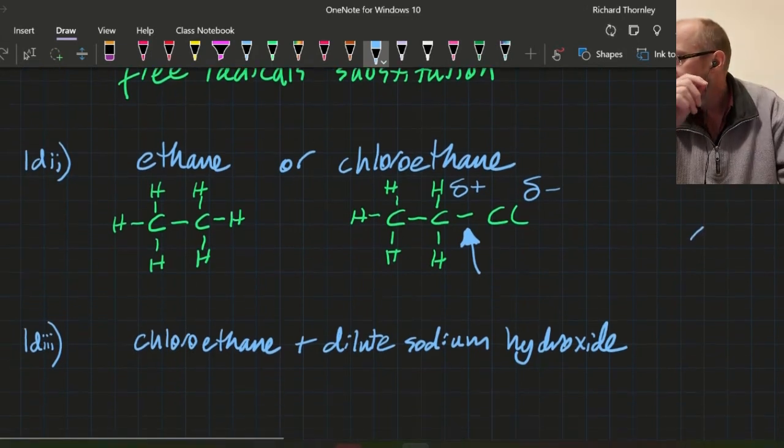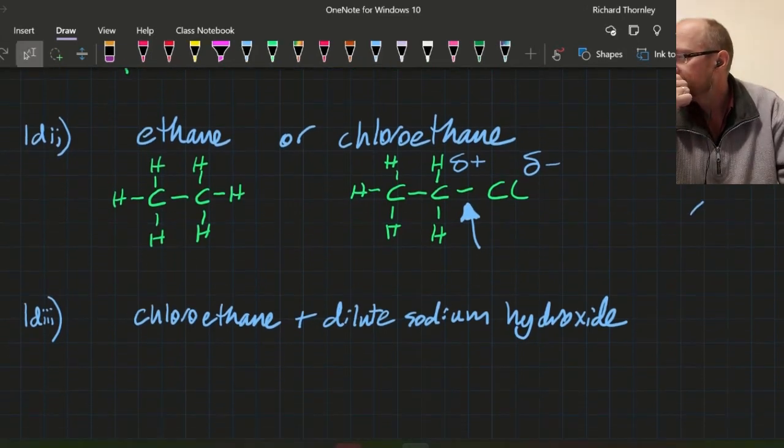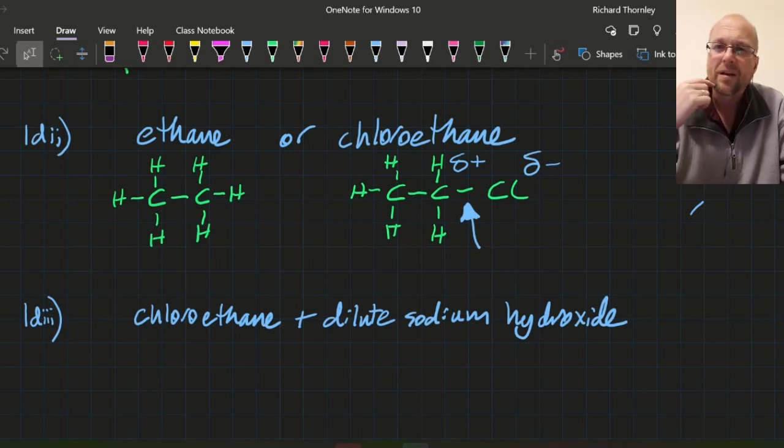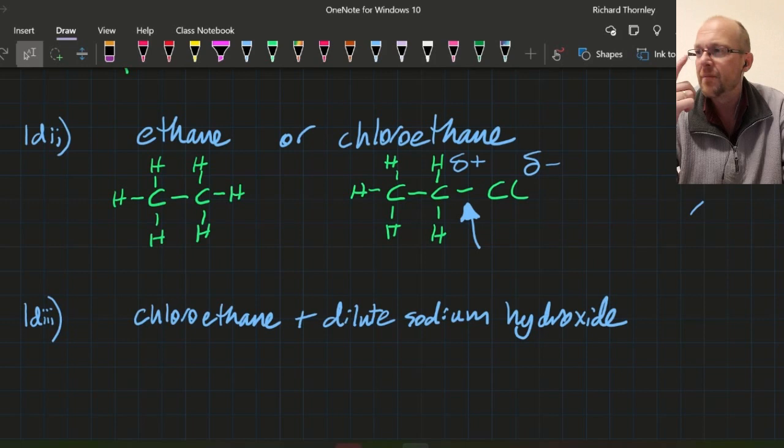Next up, chloroethane and aqueous sodium hydroxide, curly arrows. So that's SN1, SN2. Now, I've not thought which one it is yet, but it's 3 points, so I bet it's the more complicated one. Anyway.